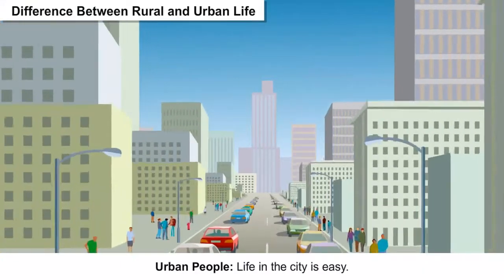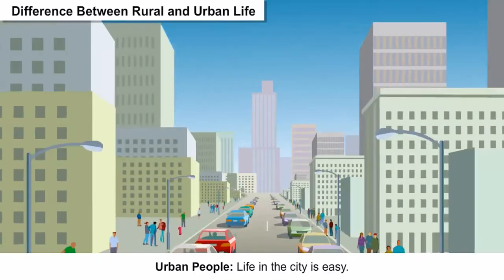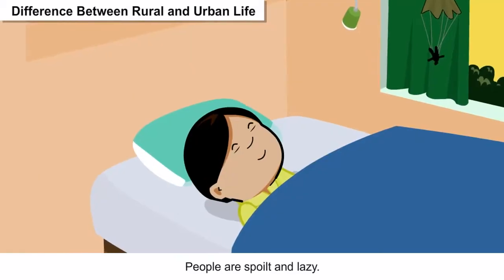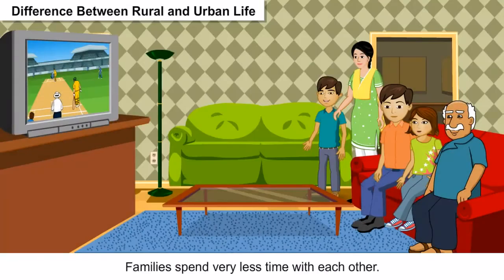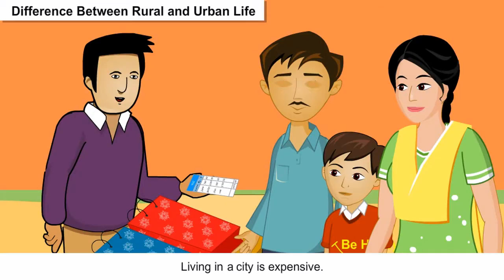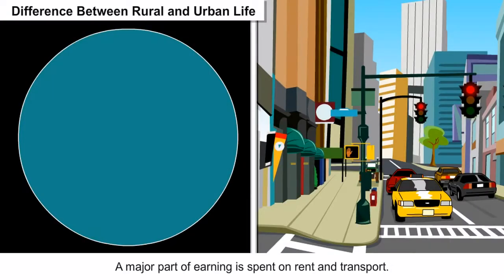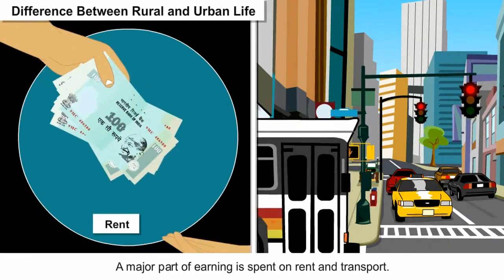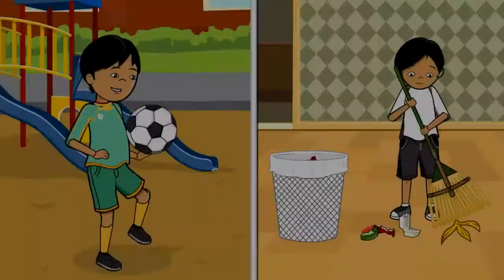Urban people. Life in the city is easy. People are spoiled and lazy. Families spend very little time with each other. Living in a city is expensive. A major part of earning is spent on rent and transport.